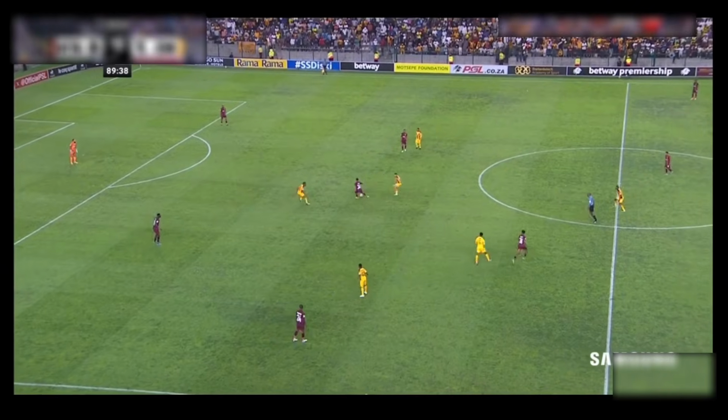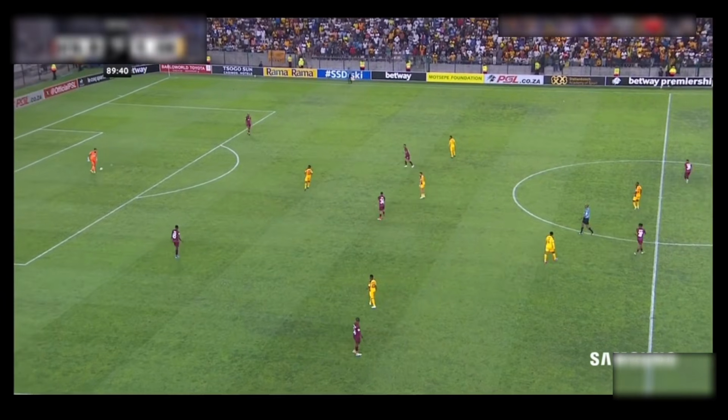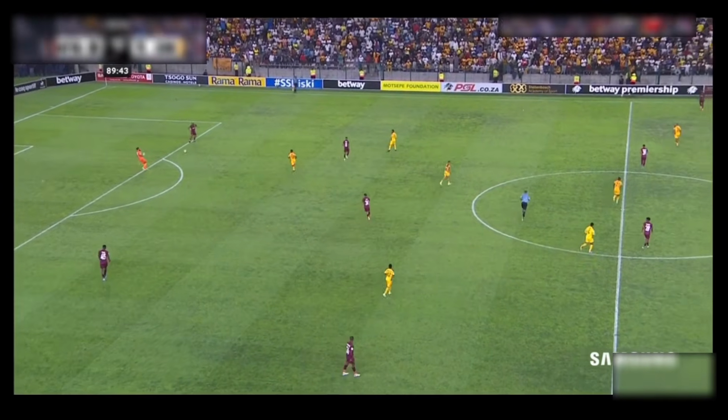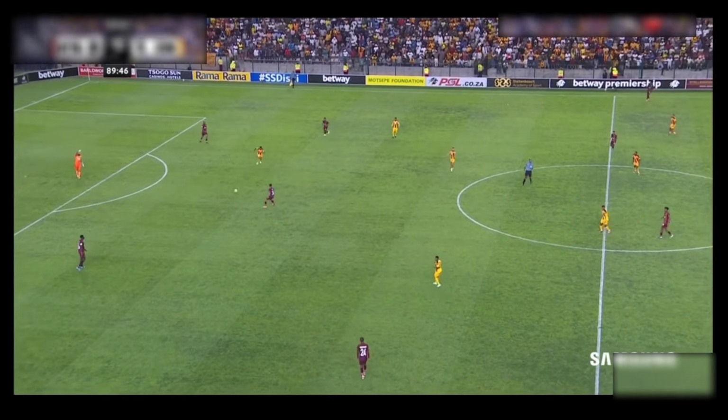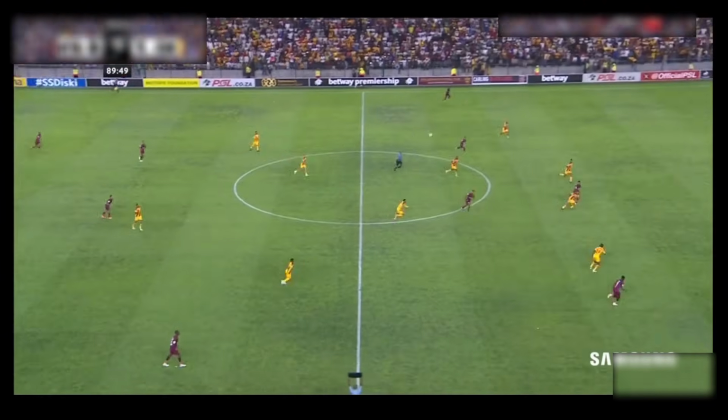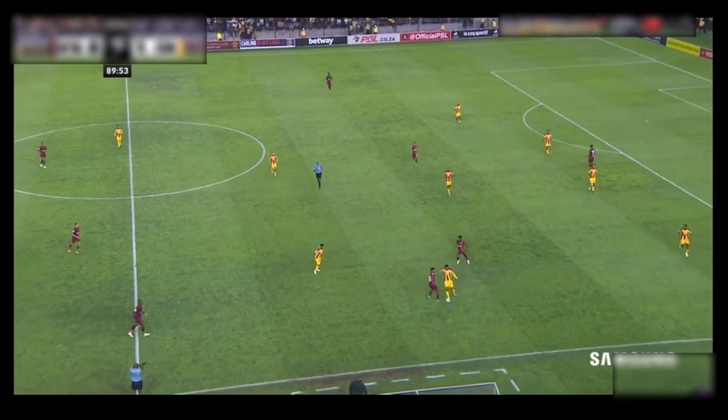But I wanted to give a shout out to our players once again, because this is on the 89th minute. Look at them. The shape is still held, the press is still there. It's impressive to me how far and how much these guys were pressing and were playing this game.